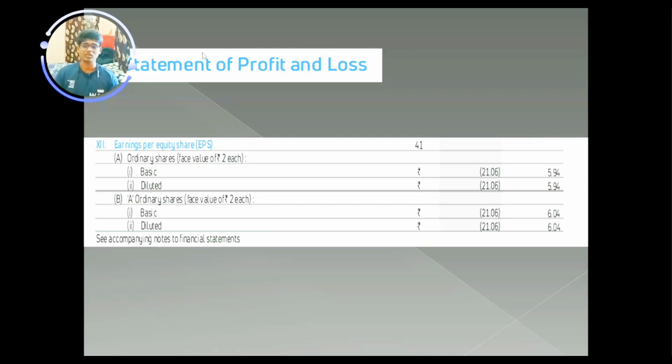So we can find the EPS, means earnings per share, in our financial statement. However, we cannot find the PE ratio. We have to calculate the PE ratio by using this EPS data. And this is our PE ratio and EPS information which we need to analyze any company.